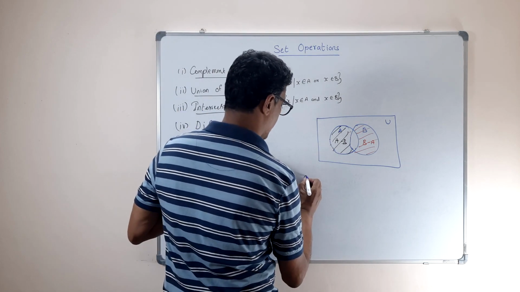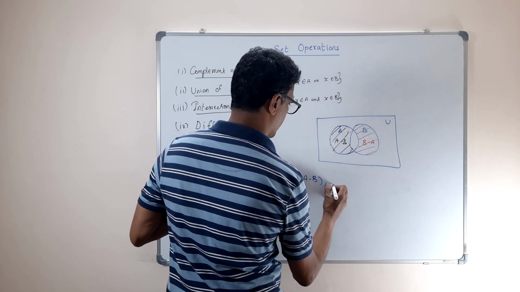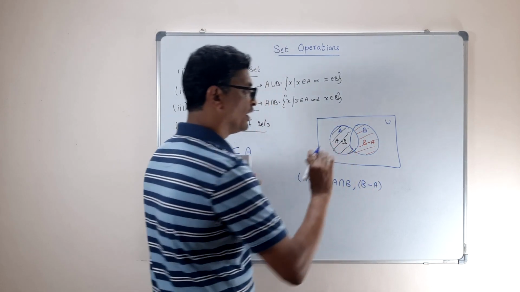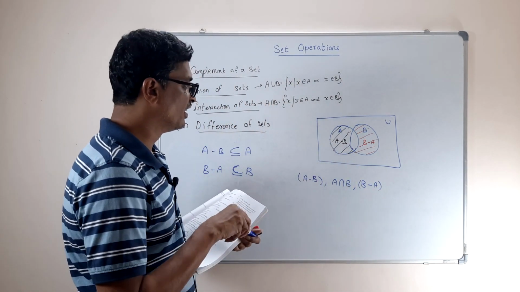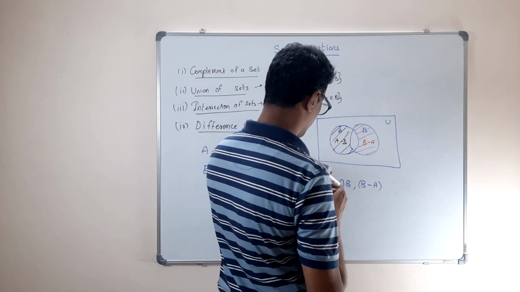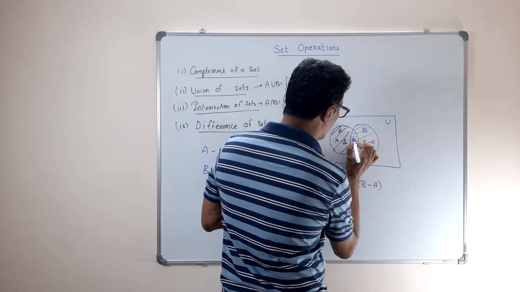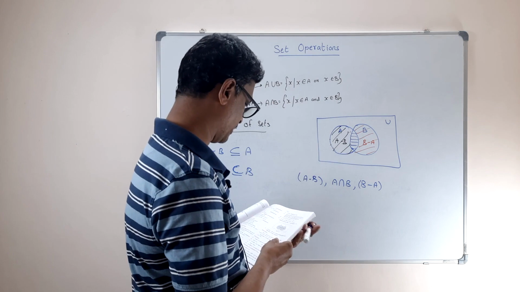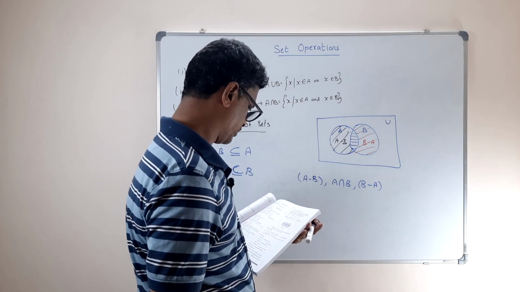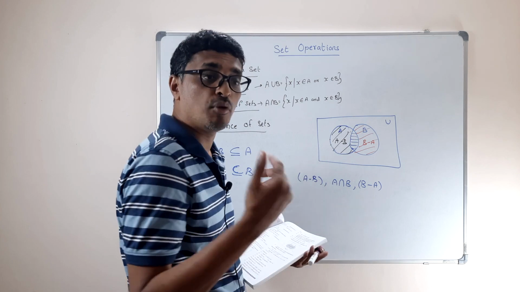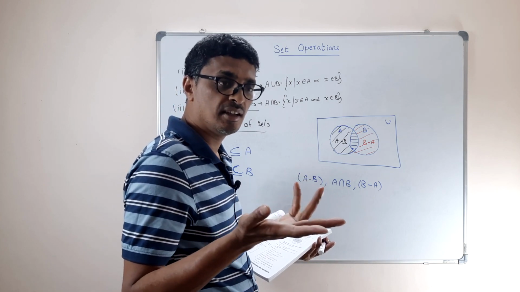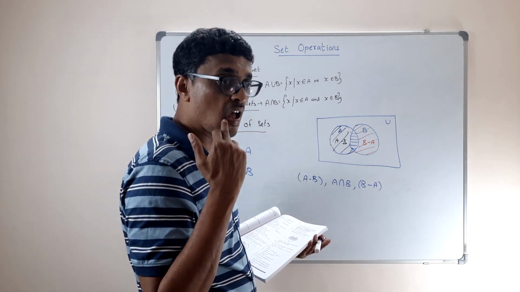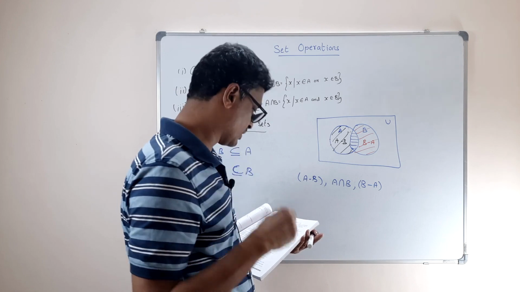The sets A minus B, A intersection B and B minus A are mutually disjoint. Am I right? Where A intersection B is this portion. All three are disjoint. So can you tell me what is the intersection of disjoint sets? The intersection will be the null set. Null set. Okay.